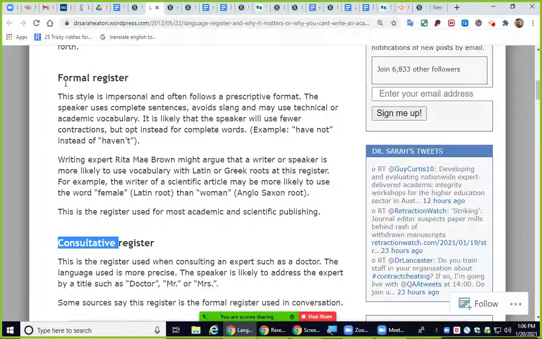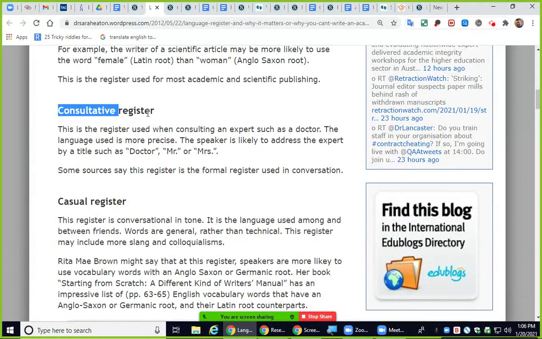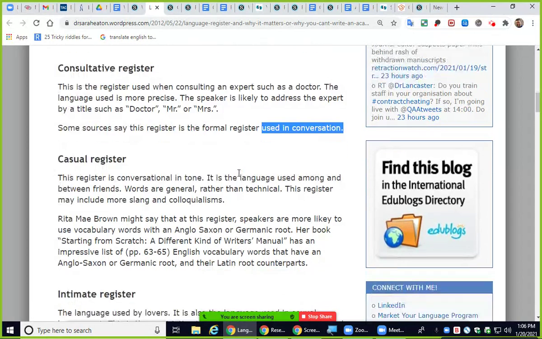So this would be formal register in writing. This is formal register in talking. You see it too when people go in front of a judge and they try and use the bigger vocabulary words, and that makes me think of that also.